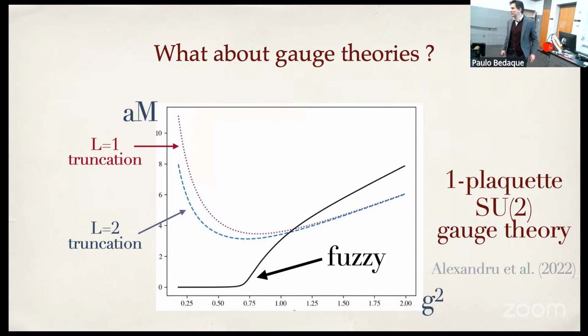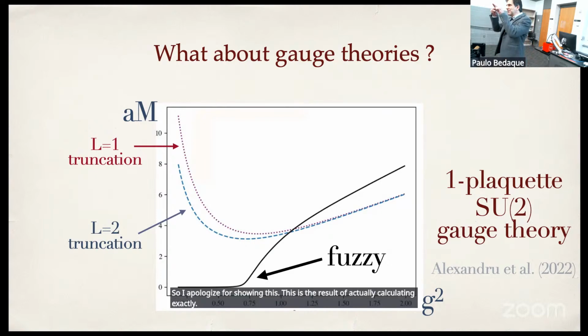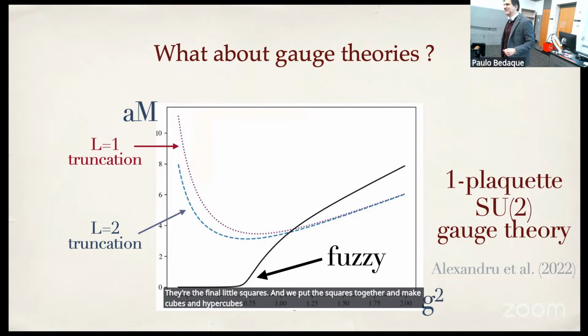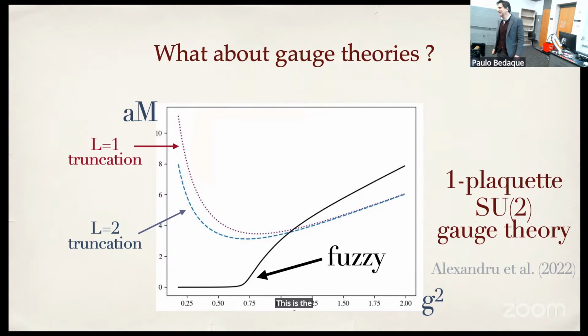So I apologize for showing this. This is the result of actually calculating exactly when I have a single plaquette. Gauge theories are not defined on points. They're defined on little squares. And you put the squares together and make cubes and hypercubes, and you make space-time out of them. This is the result of a single plaquette. So it means nothing, but I'll show you it anyway.